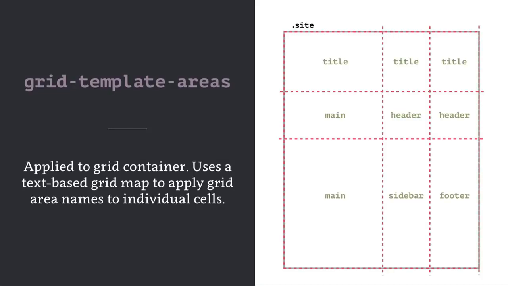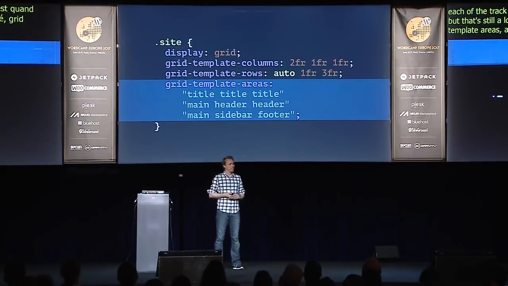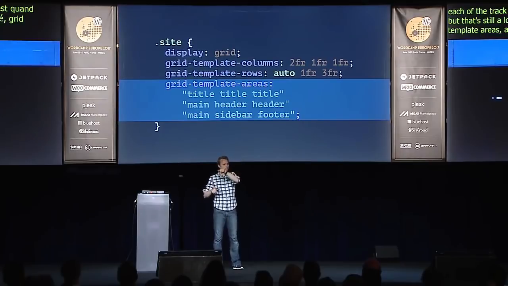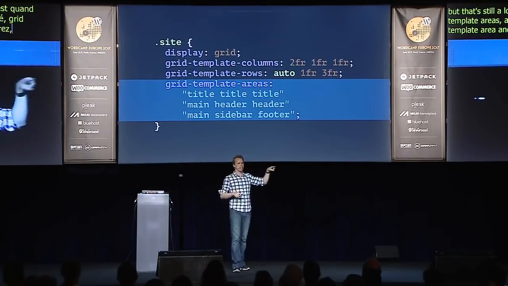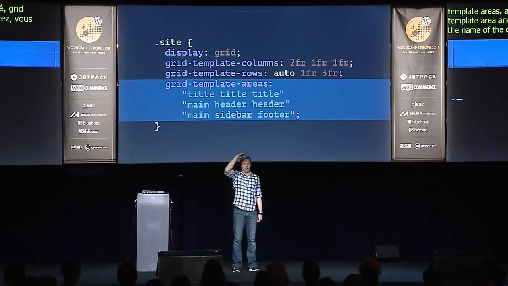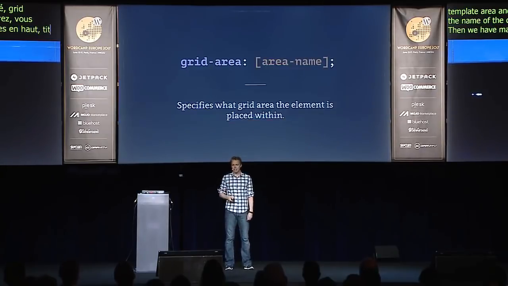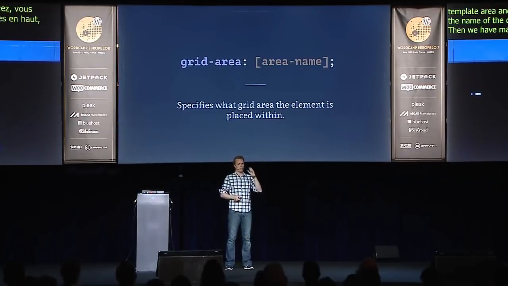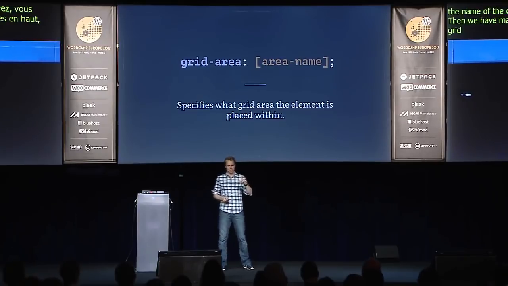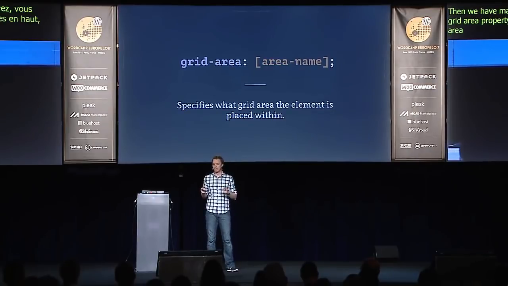So we have this new property called grid template areas. And grid template areas is nuts. It's almost like ASCII. You declare grid template area, and then you write out each of the cells in your grid, and you say, what is the name of this cell? So for instance, here, I have the 3 cells at the top are title, title, title. And then we have main, header, header, and main, sidebar, footer. Then you use the grid area property on individual child items, and you just declare the name of the area you want that element to appear.